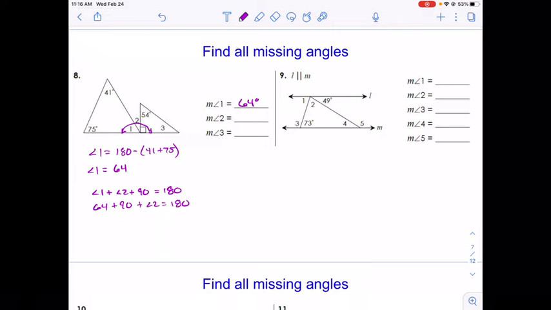Now, add these up. That's going to give us 154 plus angle 2 equal to 180. Subtract it, and that's going to give us 26. Okay, so angle 2 is equal to 26. And our last one here we can do quick because it's the third angle of a right triangle, which means we can do 90 minus 54. That's going to give us angle 3 is 36.